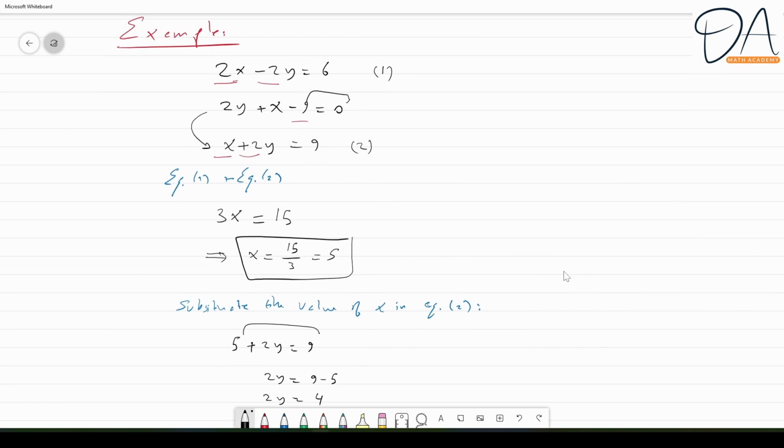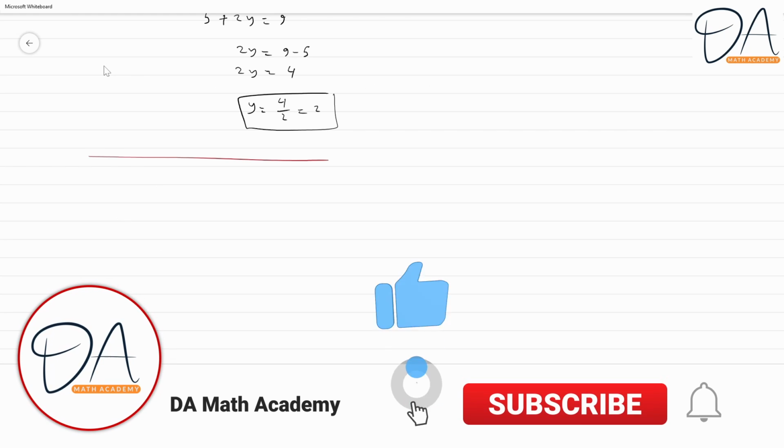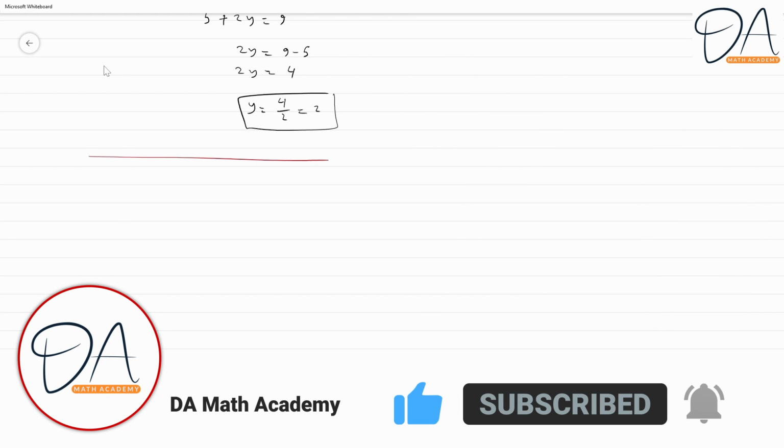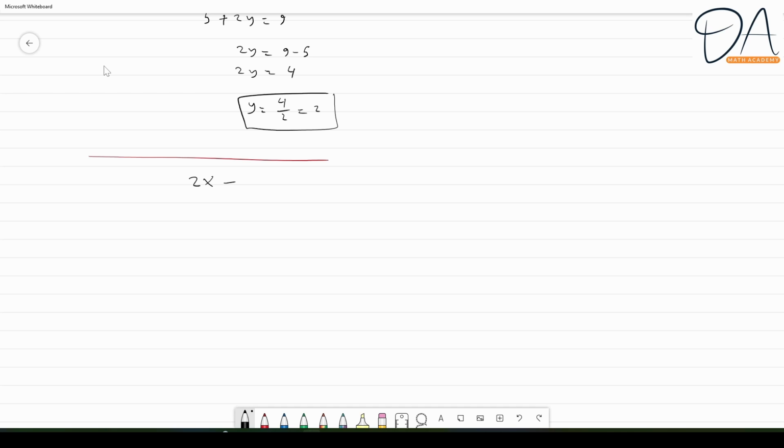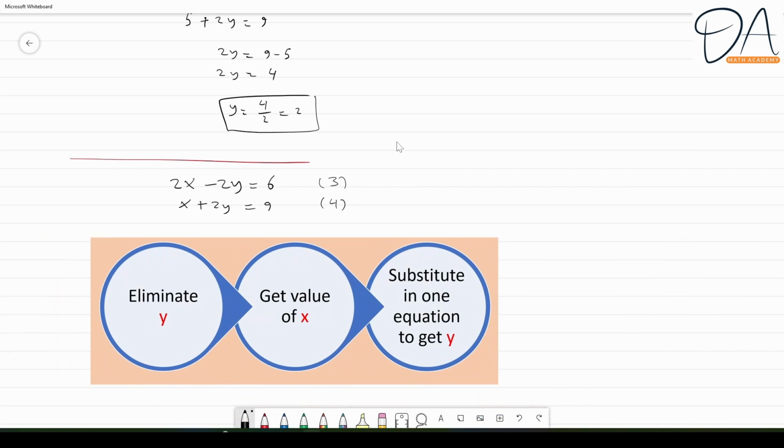Now let me take the same two equations, but this time I'm going to eliminate x, just to show you that it doesn't really matter which one you choose. So let me write the two equations that we have. The first one was 2x minus 2y equal to 6. And the second one, after we wrote it in the standard form, was x plus 2y equal to 9. Let me call this equation 3, and this one equation 4. Okay, so now our goal here is to eliminate x. In the previous solution, we eliminated y, and then we got x, and then we substituted.